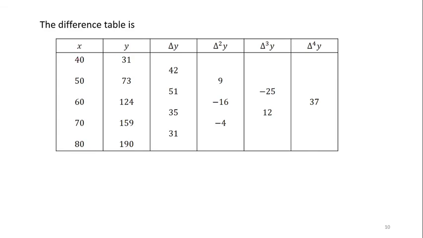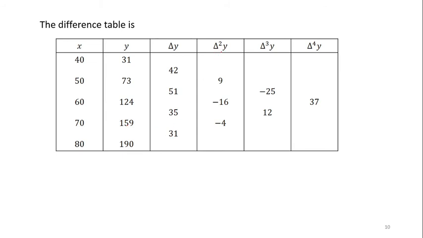In the first column, write down the values of x. In the second column, write down the values of y. In the next column, write down the first forward differences. 73 minus 31 is 42. 124 minus 73 is 51. 159 minus 124 is 35. 190 minus 159 is 31.